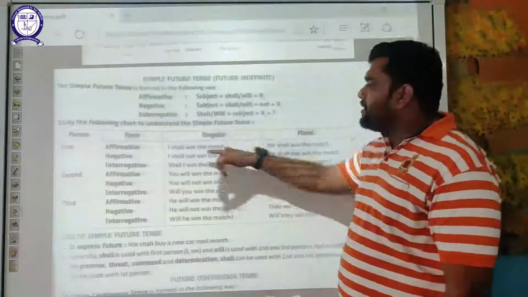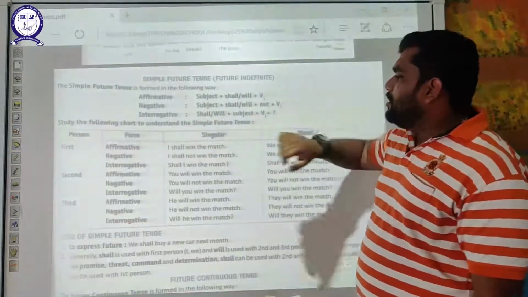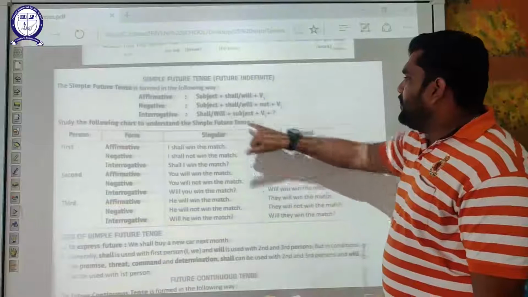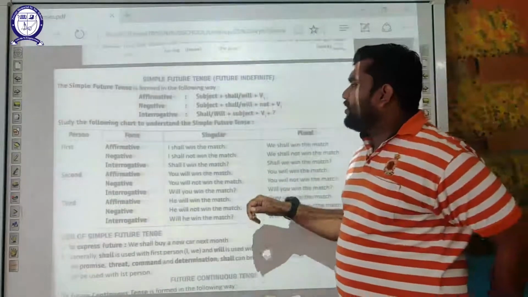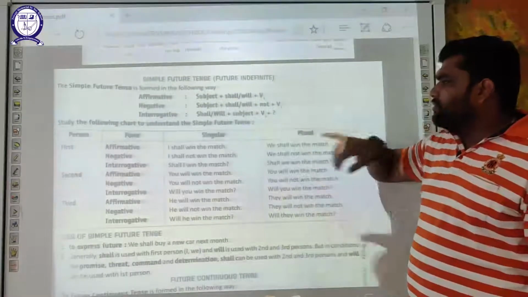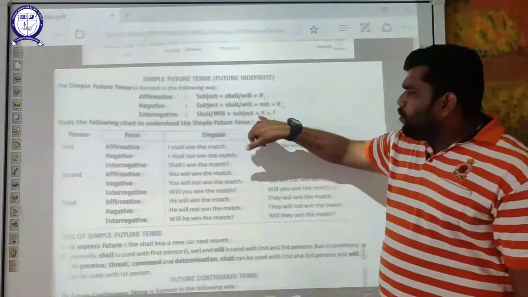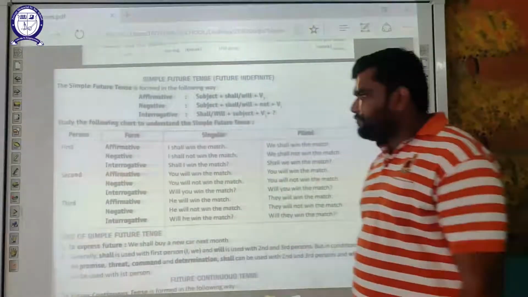Getting some examples. I shall win the match. For negative, we shall not win the match. For interrogative, shall I win the match? Okay.